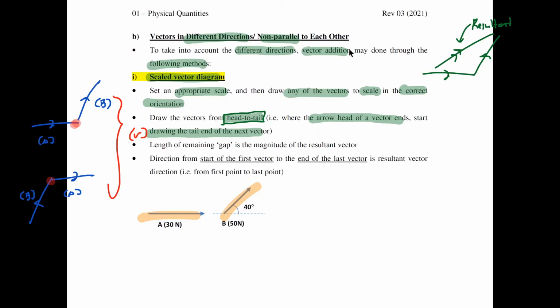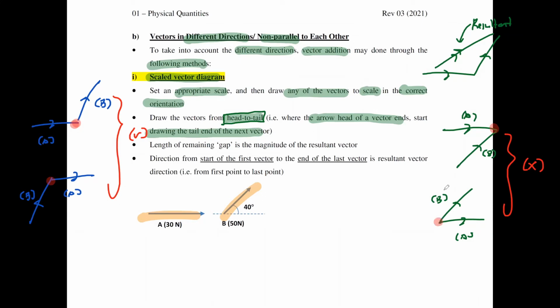If you were to have drawn the vectors like this, where vector A is here, and then vector B is here, or maybe vector A is here, and vector B is here, this is not considered to be drawn from head to tail, because you see here, the end of vector A is the end of vector B.